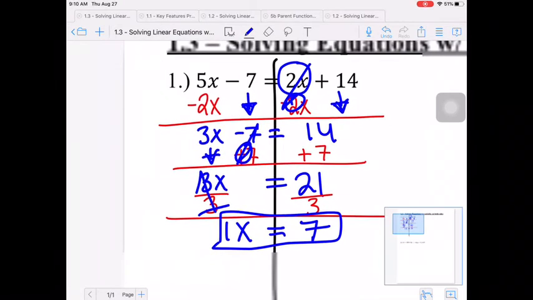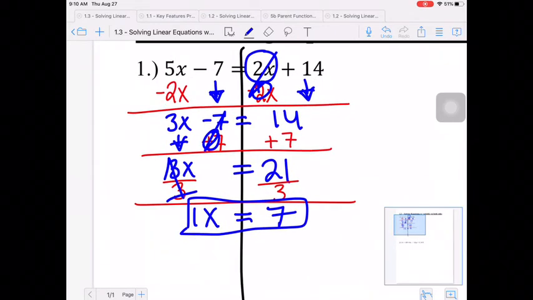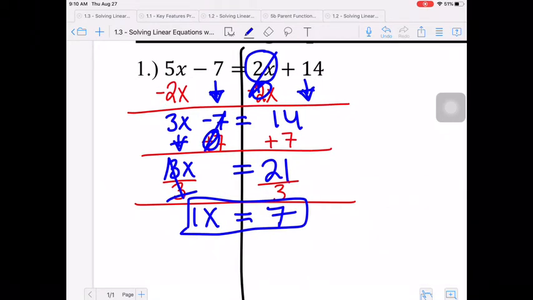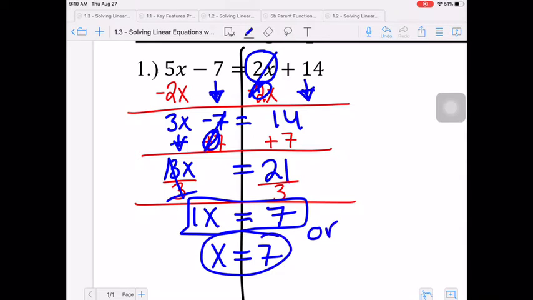All right. Now I just want to point out something. You do not have to write 1x equals 7. Your answer could just be x equals 7. There's no problem with that. All right, so I just wanted to point that out. Perfect. So let's go ahead and do the next example.